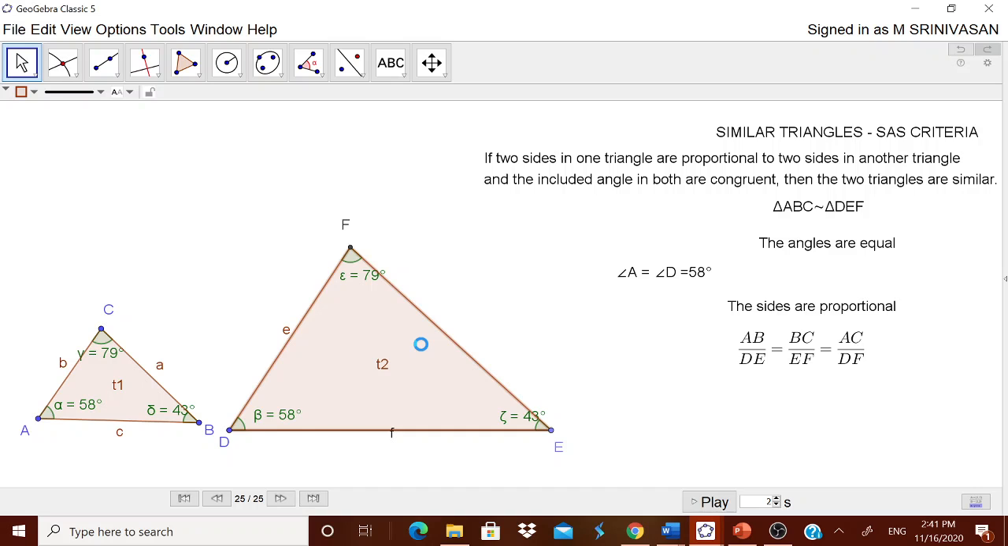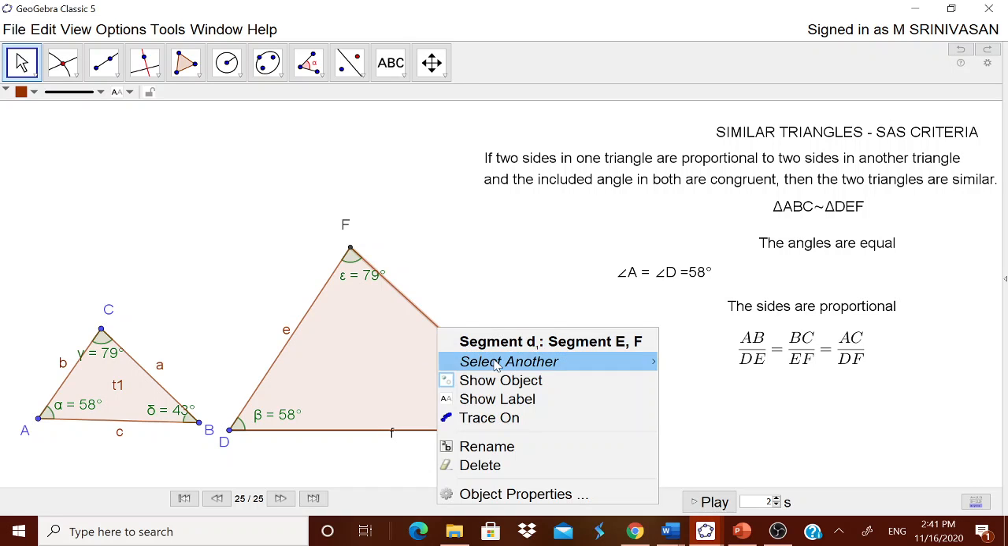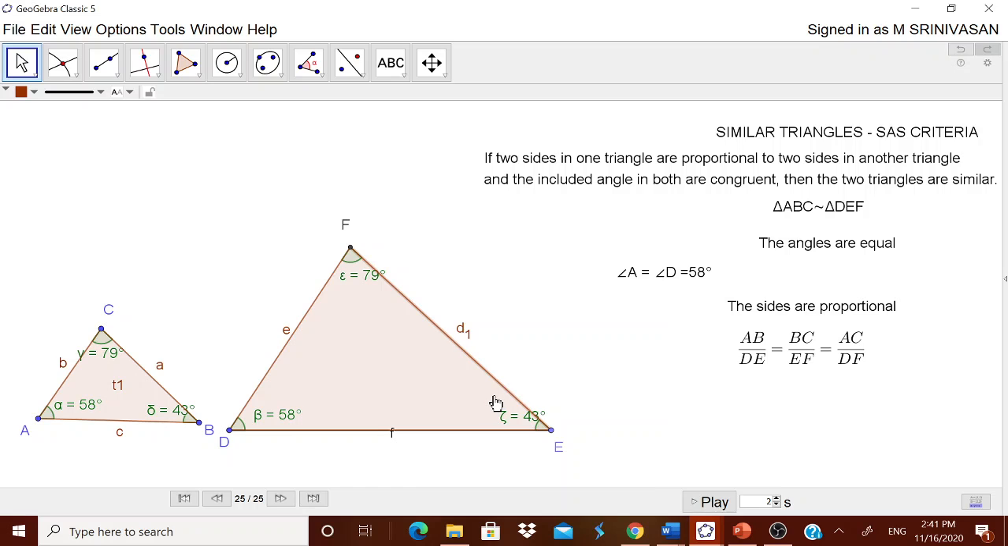Okay, I think the whole thing is selected. Be careful with that. Only the segment should be selected. You see, the segment is selected, show the label. Okay, now it is D1, D underscore 1. Please don't get confused with that, because it is taking it in order.